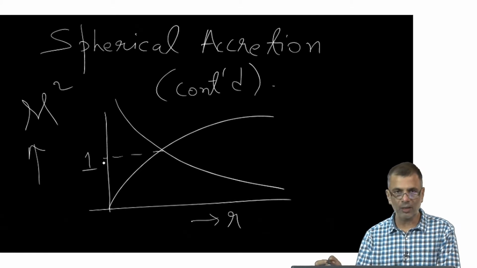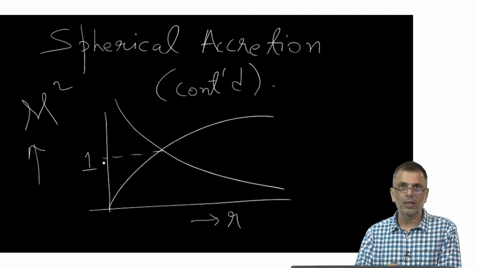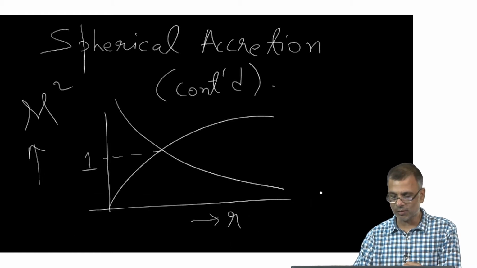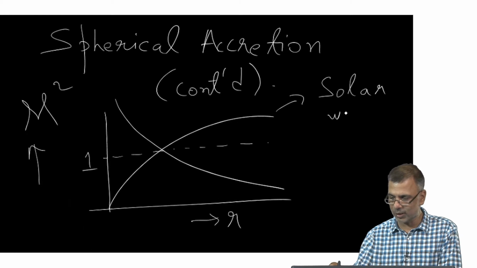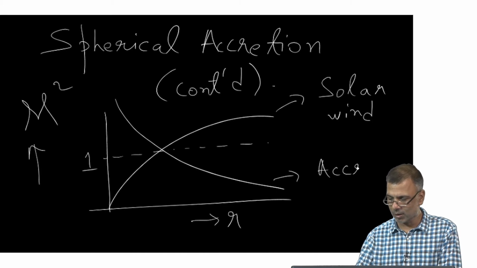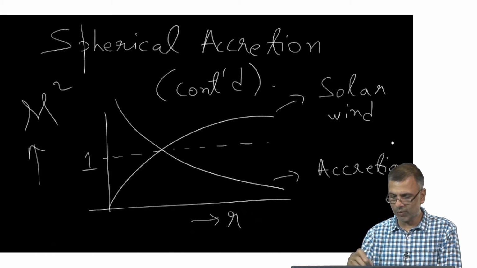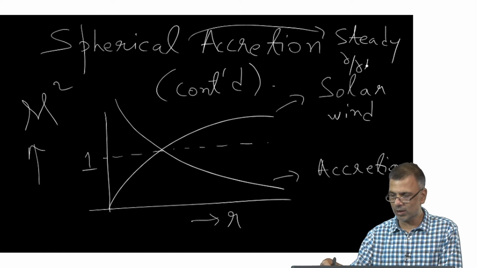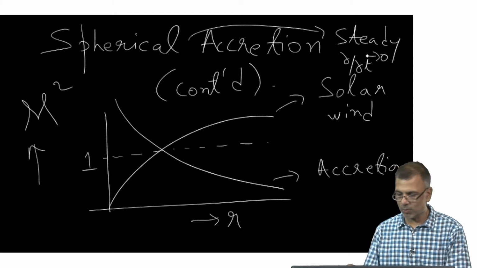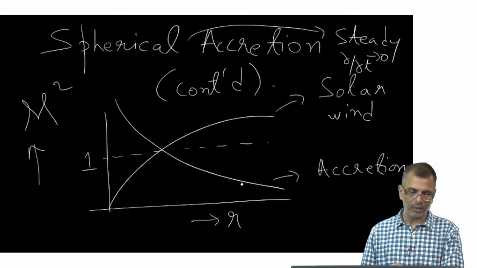We've already discussed what leads to these kinds of transonic solutions. Both of these are transonic solutions because they pass through M squared equals 1, and we discussed that this kind of solution is representative of the solar wind and this of accretion. Both spherically symmetric and steady accretion, steady in the sense d/dt equals 0. So, we are now discussing this solution.